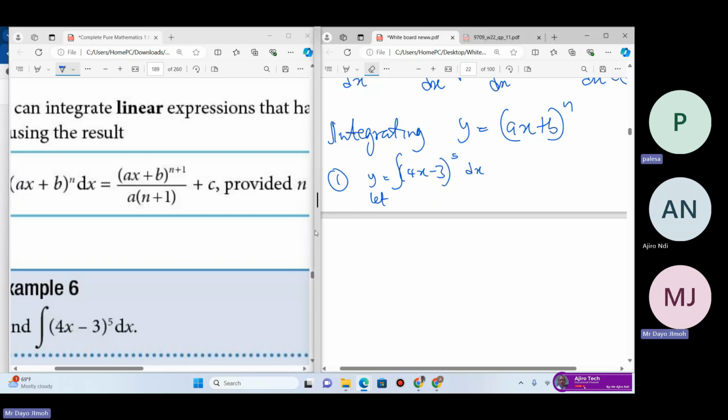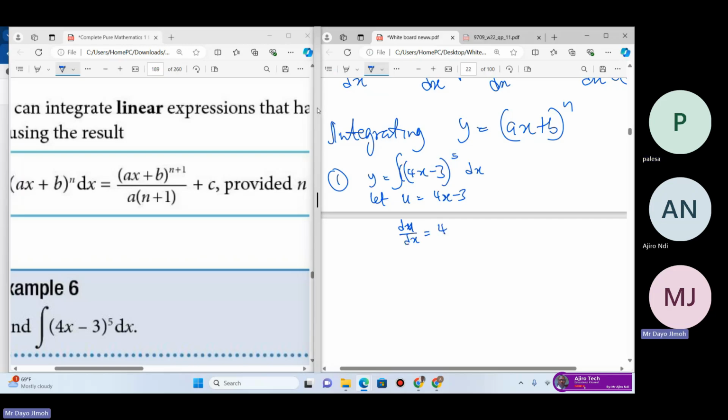I don't want to do it the short way they do it. I want to understand the chain rule. Let u equal to that bracket, 4x minus 3. So anytime you let u equal to something, the internal function, what do you do next? You find du/dx. True or false? It's true. So what is du/dx? du/dx is 4.